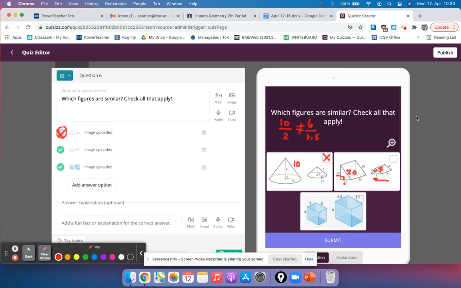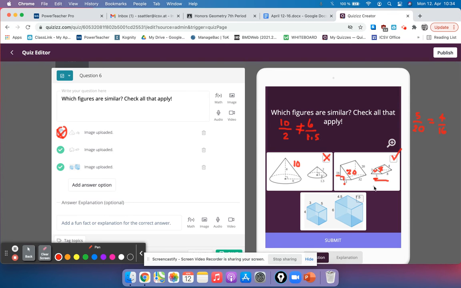So if we compare, we just need to make sure we're comparing the right ratios. If I compare the hypotenuses together, 5 is to 20 as 4 is to 16. Okay, I can see those are equal. They're both equal to 1/4. So that would be enough to say these are similar.